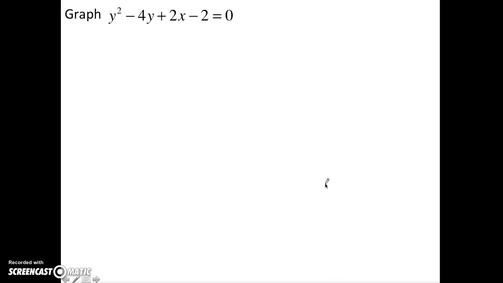Graph y squared minus 4y plus 2x minus 2 equals 0. I'm going to complete the square for only the squared term. So when we look at our equation, the only thing squared is y. So what we're going to do is get all of our y terms on the left side of the equation, and everything else is going to get moved to the right side. So we have y squared minus 4y equals -2x plus 2.